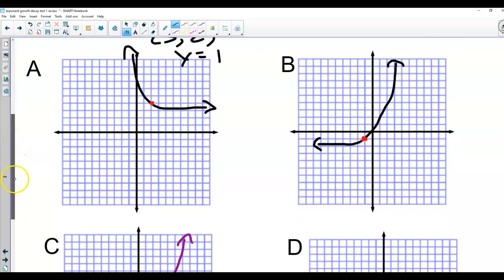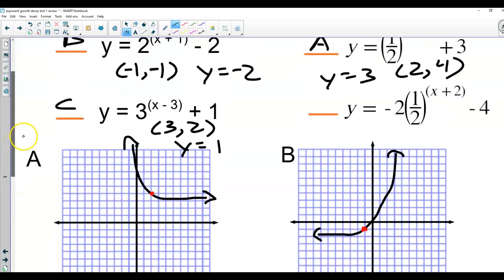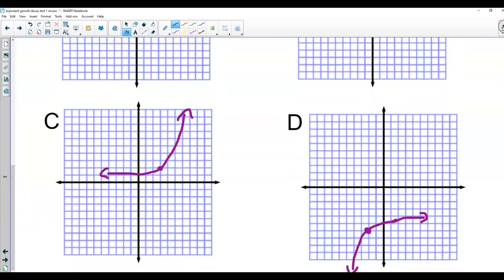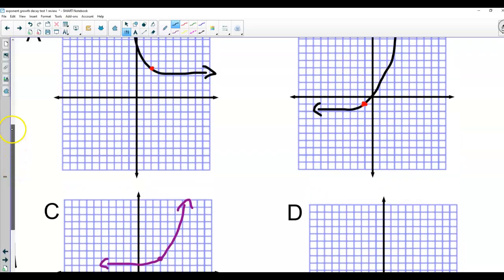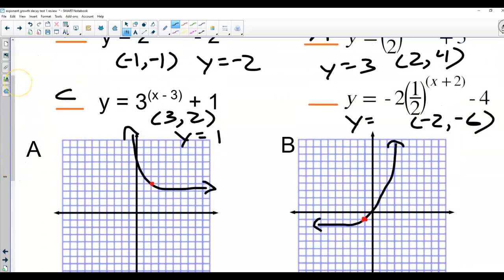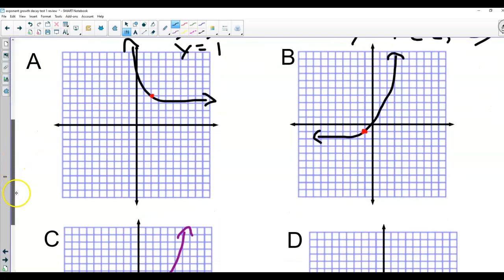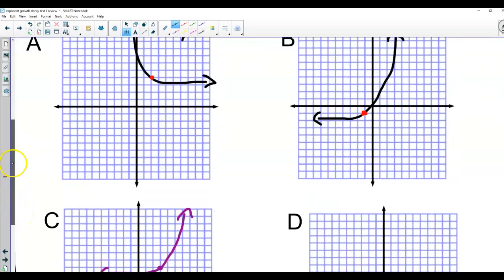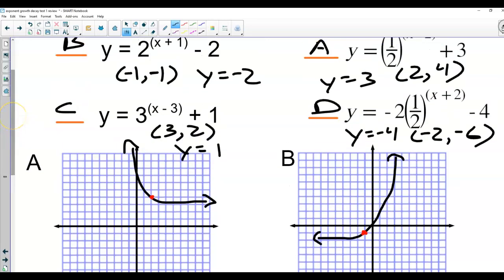And finally, my key point of -2. 1/2 to the 0 is 1, times -2 is -2. Minus 4, -6. -2, -6, here's my graph. And my asymptote is going to be at y equals -4. And there's my graph with the asymptote at y equals -4. So this one is D.